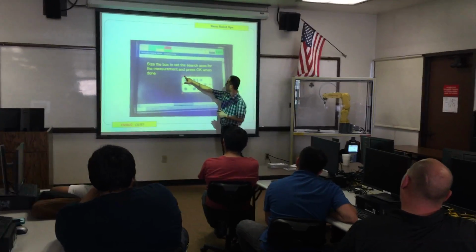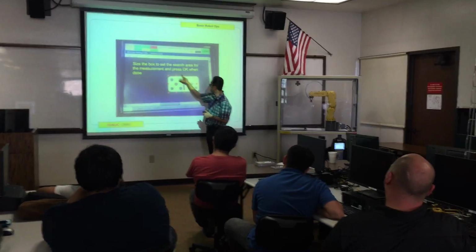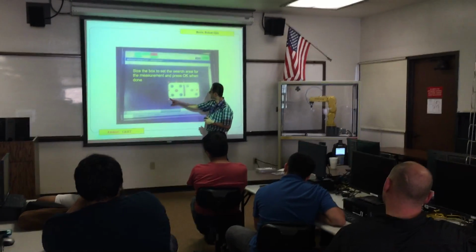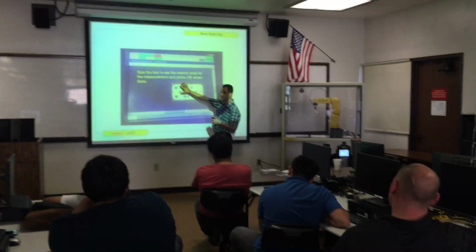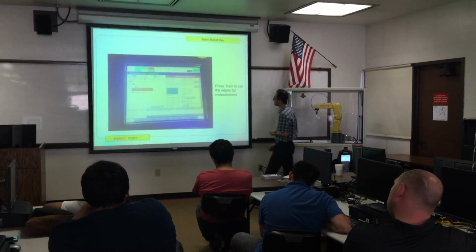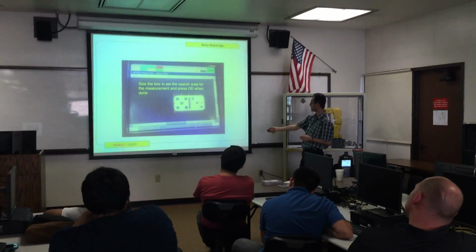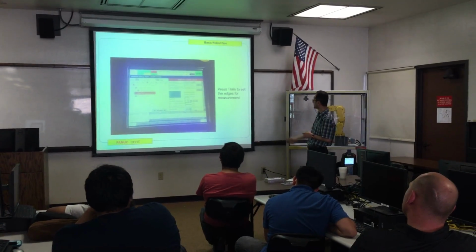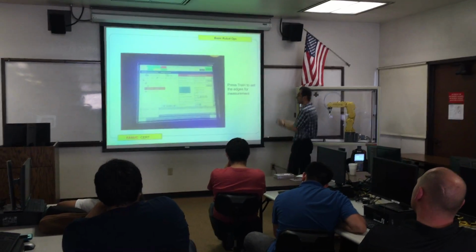Let's say I want to do some measurement within this box only. I don't care about this area, right? All I want to measure is something within this box, so that's my search area. You press OK. Once you do that, then you're going to go train. Press train to actually do some edge measurement, right?